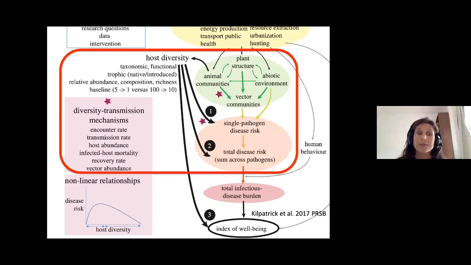We also need to understand how the transmission mechanisms and the ecological parameters, here marked with these stars, as for example, the encounter rate, the transmission rates, the host and vector abundances, how these mediate the relationship between biodiversity and disease. We also need to investigate the different dimensions of biodiversity, such as the functional composition of communities and the distribution of species abundances, and not only the species richness.